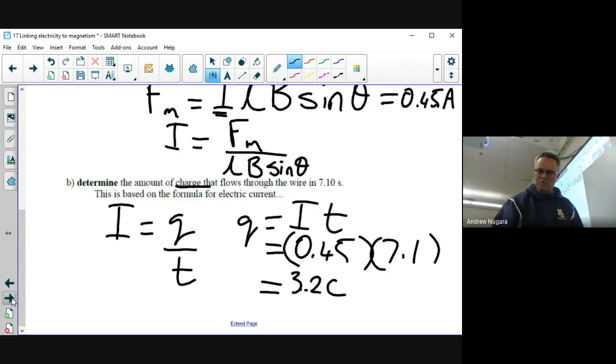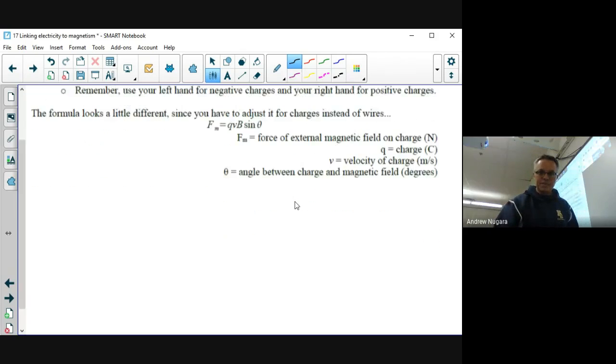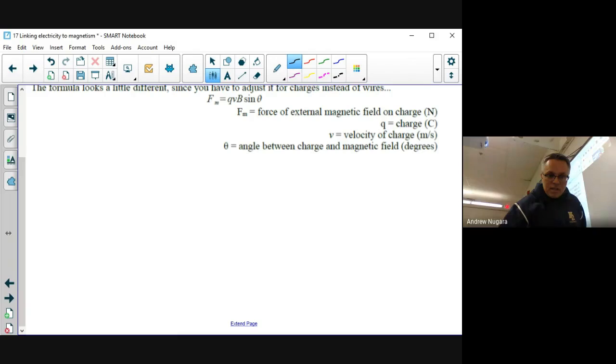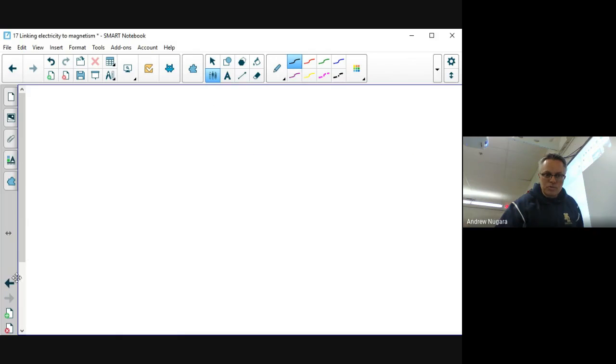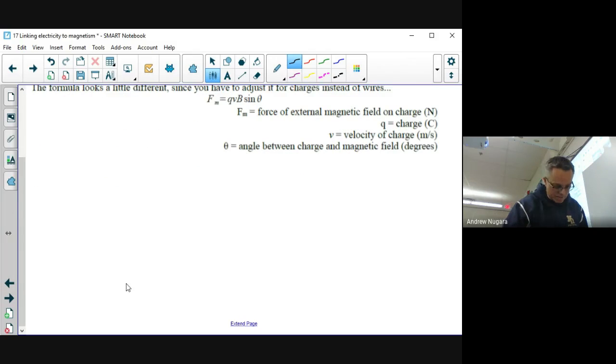The other formula, the one that you'll probably use more often, is this formula here. Magnetic force equals Q, the charge, times the velocity of the particle, times the sine of theta. And again, it's a pretty straightforward formula to use. There are no examples of this. Oh, yes, there is. Why did I miss it? Okay, there's an example here.